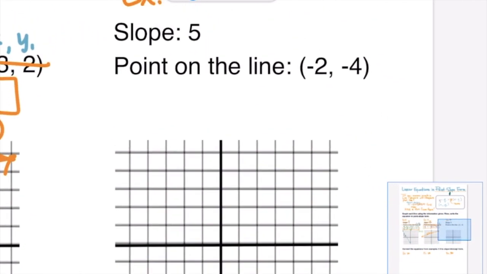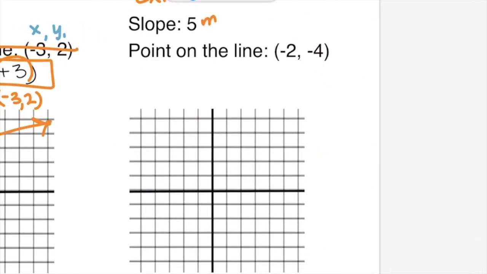All right, now we've got a slope, that's our m of 5, and we've got the points -2, that's our x1, and -4, that's our y1. So let's write the equation. So y minus y1, minus -4 is +4, is equal to m, which is 5, times x, that stays a variable, minus x1, minus -2 is a +2.